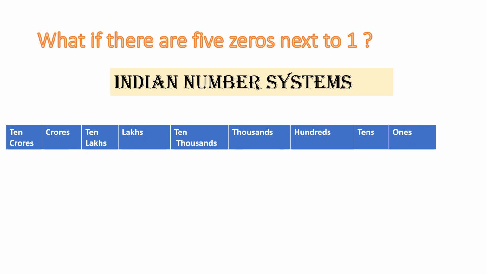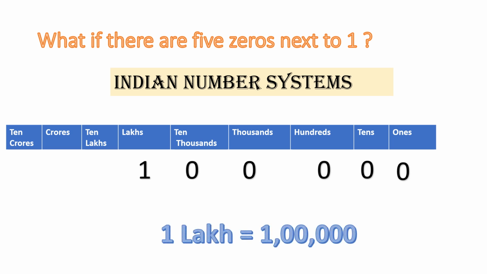Well, let's try to place. Our rightmost digit will go to the ones place, then the next one will go to the tens place, after that it will go to the hundreds place, then the thousands place, and then the 10,000s place, and finally the 1 will go to the lakhs place. We do not have anything in 10 lakhs, crores or 10 crores. We do not need to put anything there. So the place values of those are 0. So finally this number is called 1 lakh.